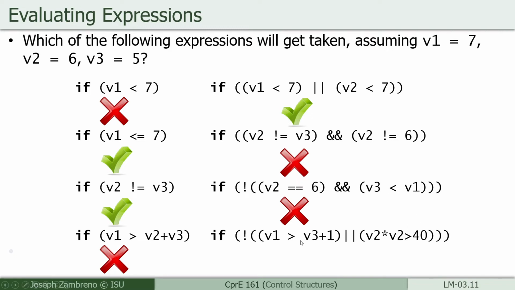These things can start to get pretty hairy, as I mentioned. If v1 is greater than v3 plus 1, it is. We actually don't need to look at the next one because it's an or, but this one is true. This clause here is true. v2 times v2 is greater than 40. It's not, but it doesn't really matter. This part is true. And then there's an invert again here. If it's not true, well, it is true. So that does not get taken there.